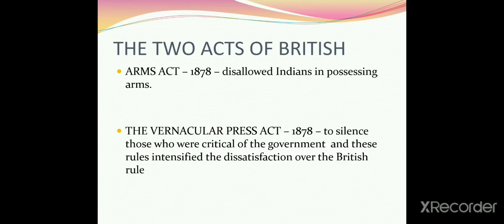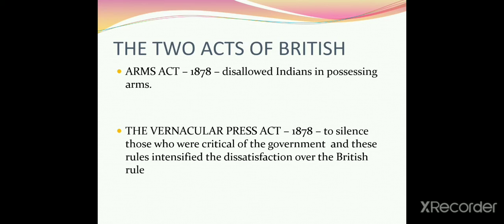The two acts of the British. The dissatisfaction with British rule intensified in the 1870s and 1880s. The Arms Act was passed in 1878, disallowing Indians from possessing arms. In the same year, the Vernacular Press Act was also enacted in an effort to silence those who were critical of the government. The Act allowed the government to confiscate the assets of newspapers, including their printing presses, if the newspapers published anything that was found objectionable.